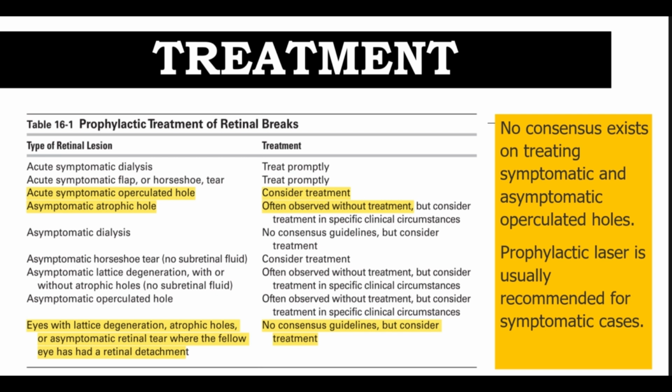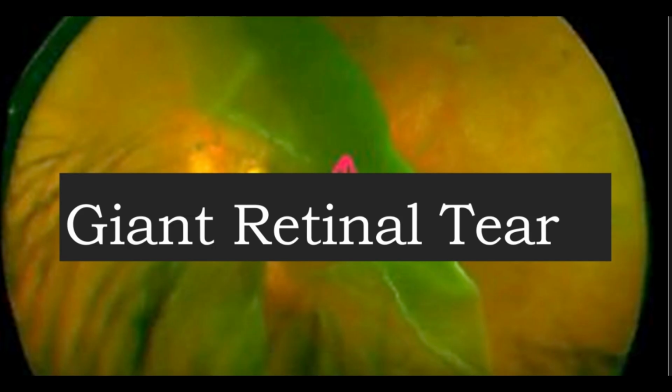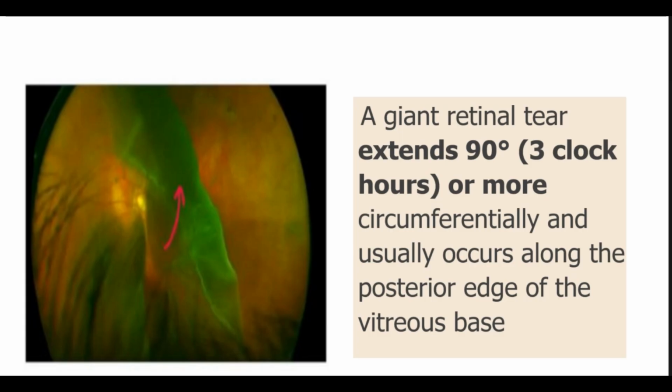So, according to these guidelines of AAO, you can see that if the patient is acutely symptomatic, you can still consider the treatment based on the risk factors. Coming to the important tears where you definitely need to treat these patients, not just with laser, sometimes even surgically, and these are the giant retinal tears. Okay, so giant retinal tears are the tears which basically extend more than 90 degrees circumferentially around the retina, or we can say more than 3 clock hours.